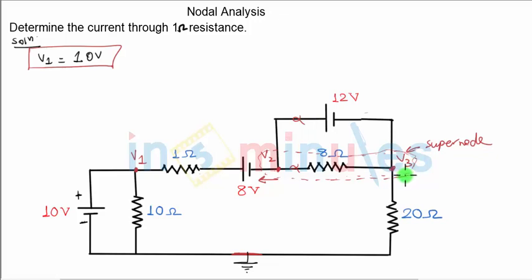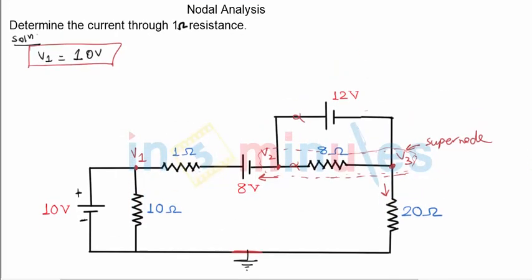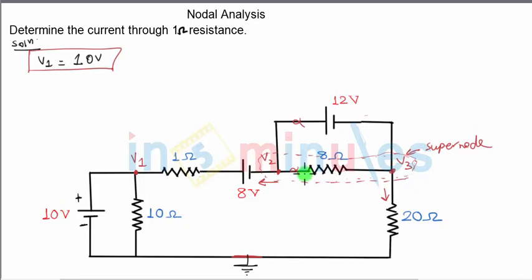We now go to V3, and the moment I go to V3, there's only one branch now. Let me define outgoing current through this branch. So this simplifies a lot. There are only 2 currents that I have to consider. These 2 currents I will not consider because they come between the 2 nodes which are forming the supernode.